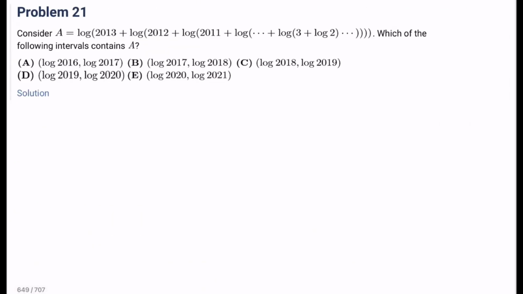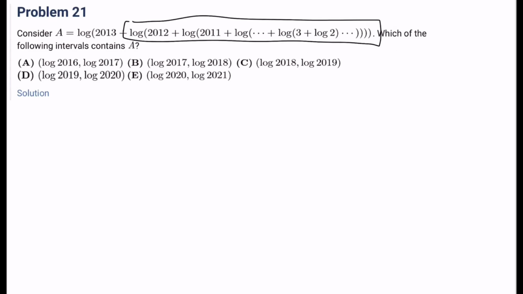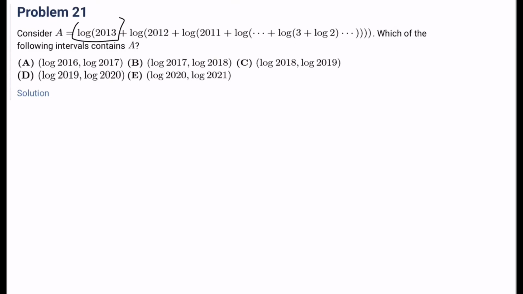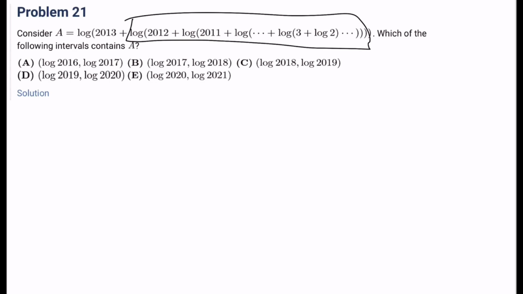Number 21. Consider A equals this monstrosity. Which of the following intervals contains A? Okay, so the answer choices are in log something, and so for example, if it's log 2016 to log 2017, that's just going to mean that this much is between 3 and 4. So we don't really have to care about this because that's just kind of like a given. So we just need to care about this much, log 2012 all the way up to the end.